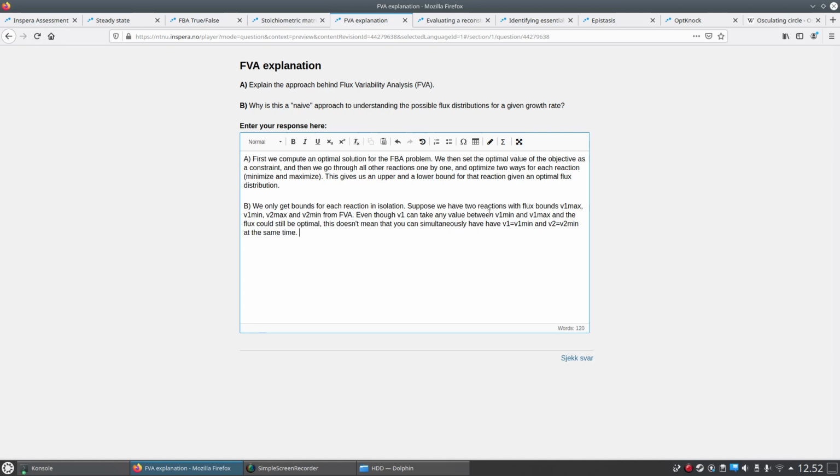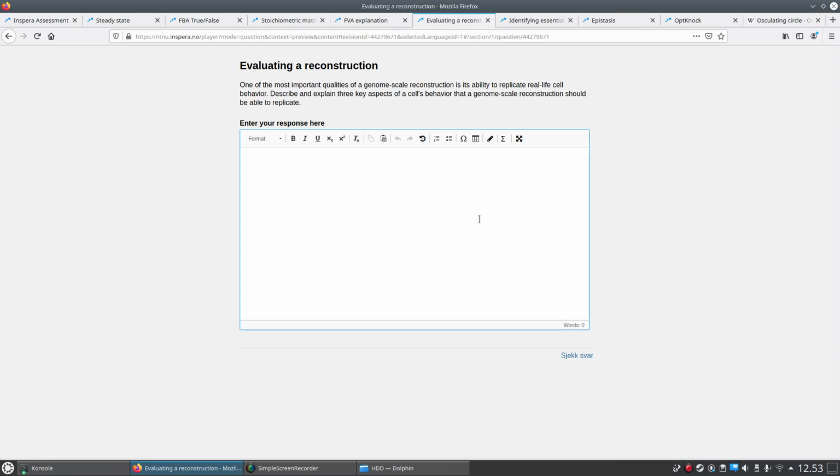Essentially, FVA only gives us possible flux values for a single reaction at a time. It doesn't really tell us the shape of this optimal solution in any sort of thoroughly concise, exhaustive way. And yeah, so that's FVA summarized.